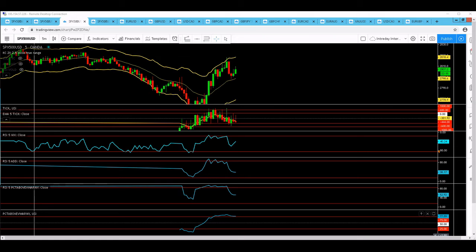I want to just draw your attention here. What we've got here, we're looking at the percentage above VWAP. We're looking at the oscillator on that. We're looking at the ADD, and we're looking at the VIX. Okay, so what we're looking for is for these items here to align.